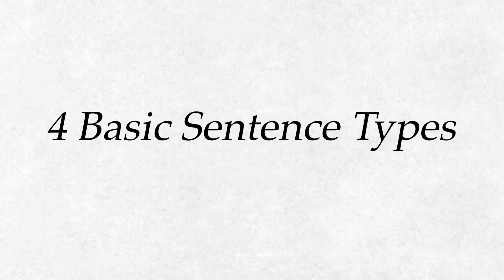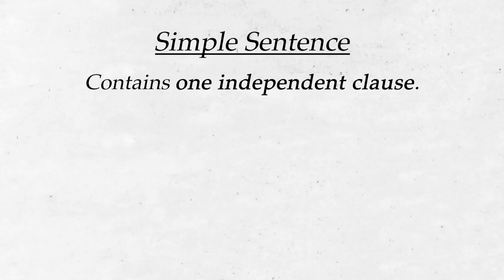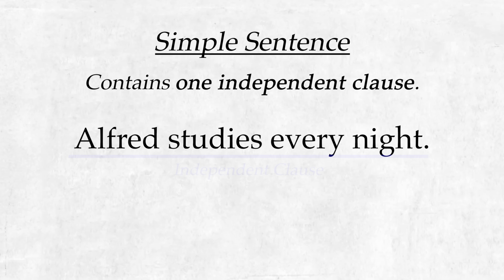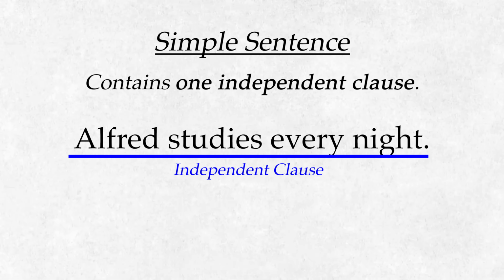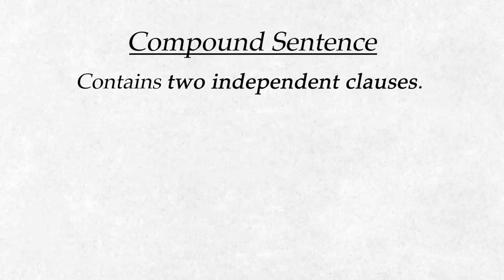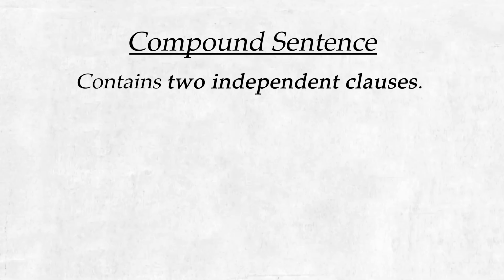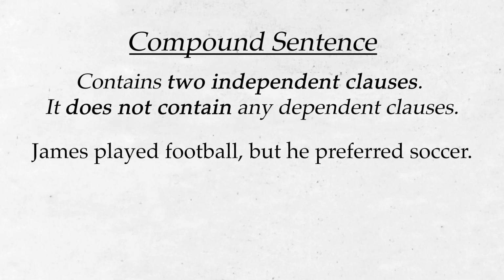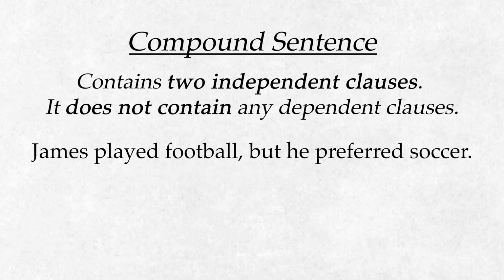Next, let's talk about sentence types. There are 4 basic sentence types in the English language. A simple sentence contains 1 independent clause. Alfred studies every night. A compound sentence contains 2 independent clauses. This type of sentence will not contain any dependent clauses. James played football, but he preferred soccer.